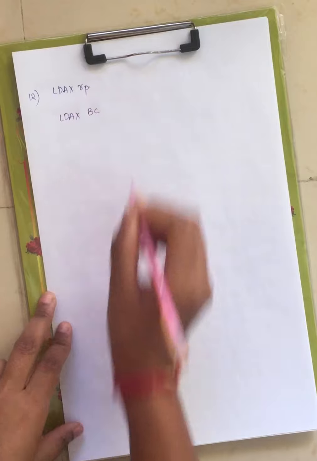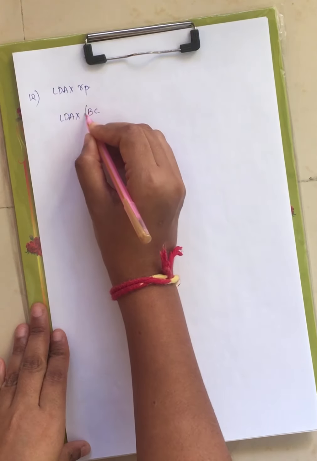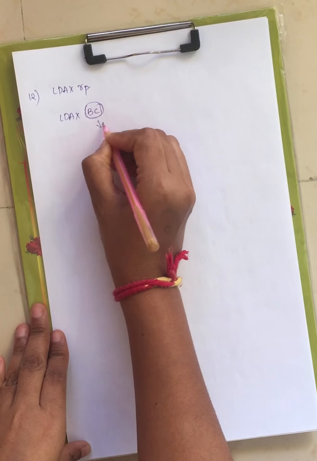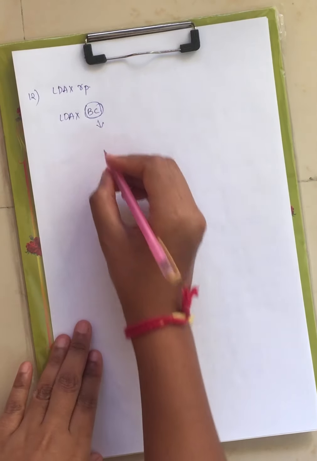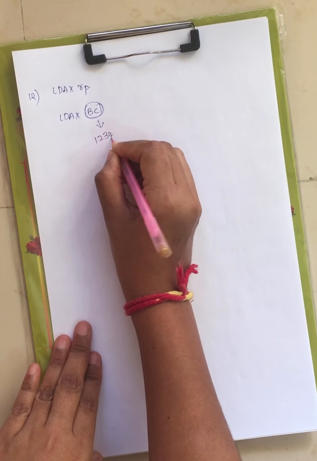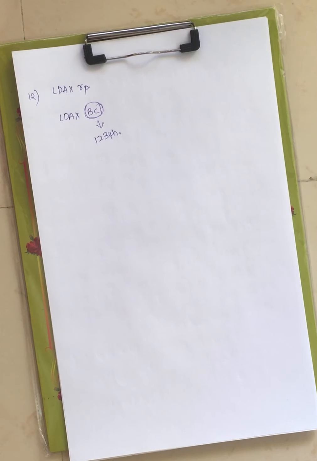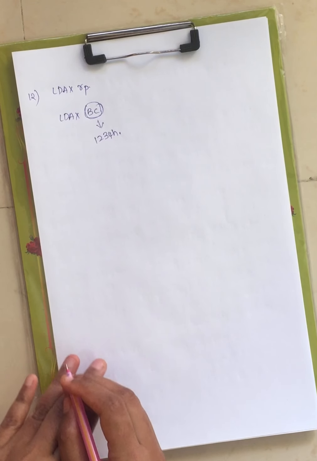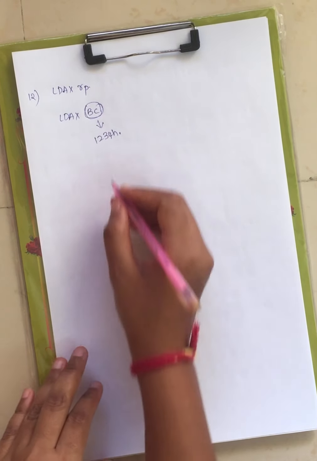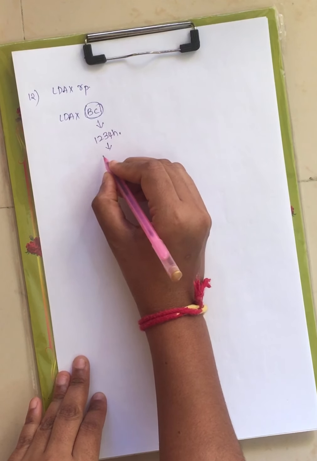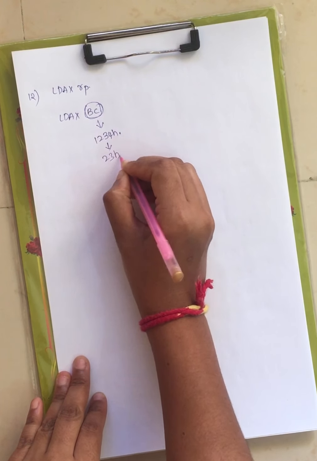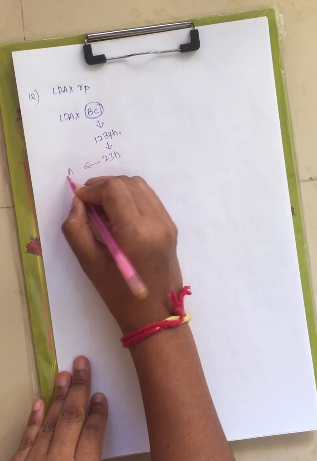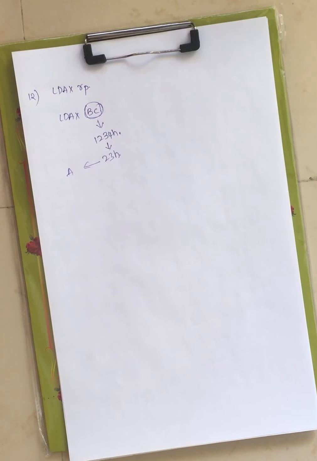LDAX BC, register pair BC or HL or D, right? Now this BC will point to some memory location, 1234H. Now this 1234H memory location is storing some data, 23H. Now this is loaded to the accumulator, right? That is what it means.